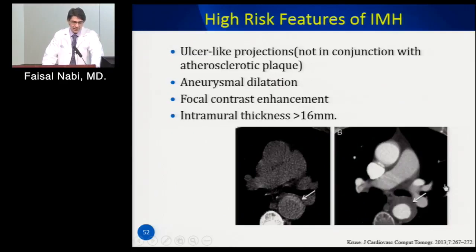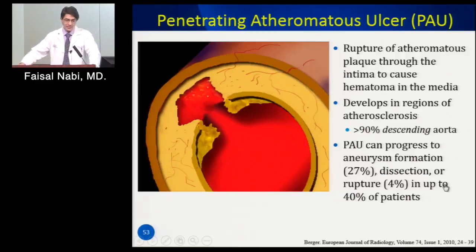Now, what are some high-risk features? High-risk features are ulcer-like projections, aneurysmal dilation of the aorta, focal contrast enhancement, and intramural thickness greater than 16 millimeters. These are the ones with more risk for problems. Penetrating aortic ulcers, Dr. Q very nicely also said, are where you have a plaque that has now ruptured through the intima into the media, and so you have this very saccular outpouching into the wall of the vessel. They also are not happy. They can progress to aneurysm formation, dissection, and rupture in a large portion of patients.